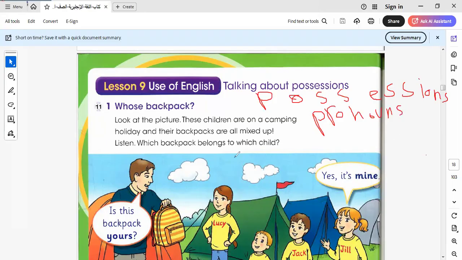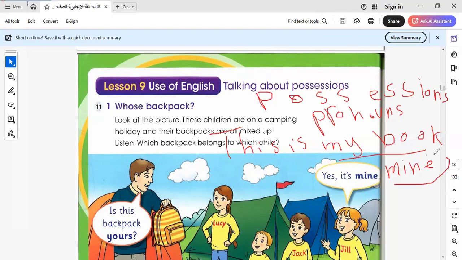We can say, like what? This is my book. We can say this is my book. For example, I can replace "my book" by what? By "mine." Mine here is called what? It is a possessive pronoun. This is called a possessive pronoun.